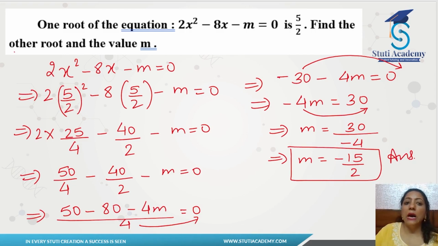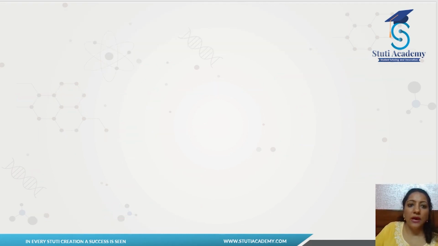Also, we have to find the other root of this equation. One of the roots is already given to us, 5/2. We have to solve for the other root. In the next step, we'll replace this m by −15/2 because we've solved for this. So we have 2x² − 8x + 15/2.